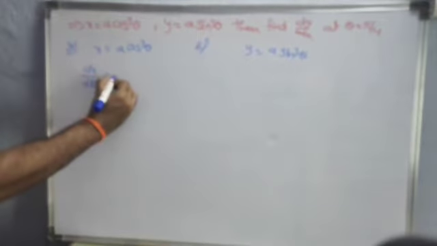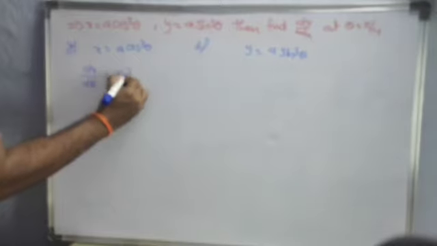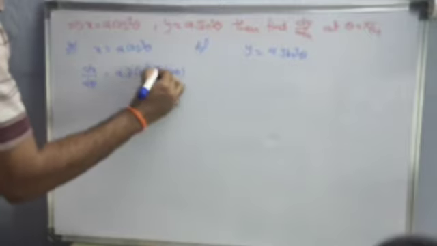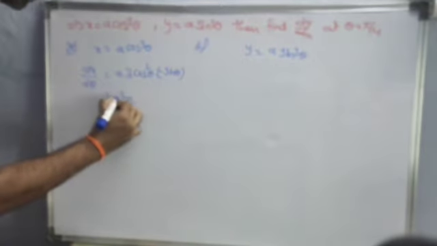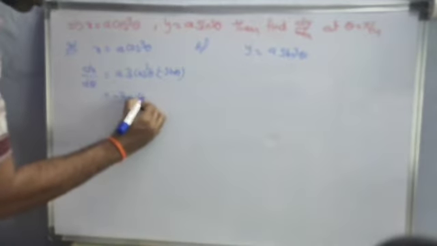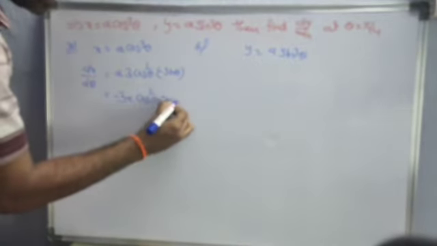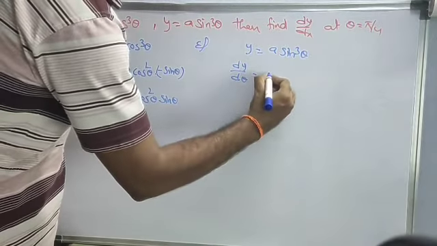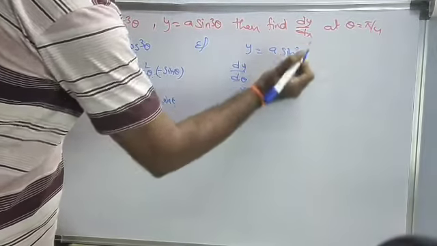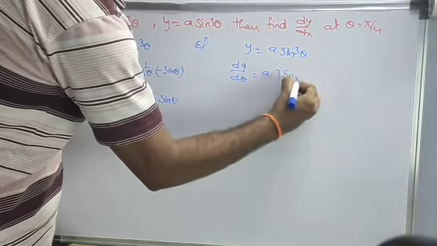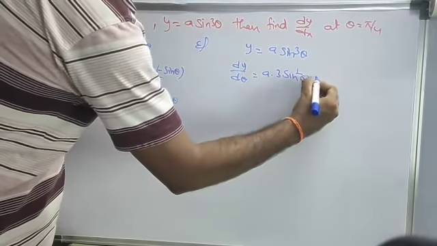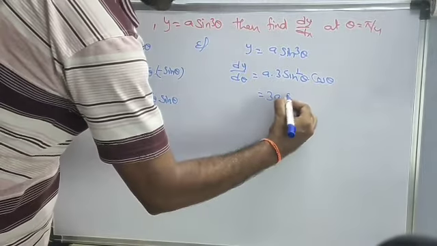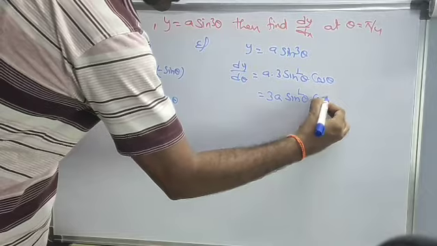So dx by d theta equals a is a constant, 3 cos square theta into the differentiation of cos theta, which is minus sin theta. So minus 3a cos square theta sin theta. This is the dx by d theta value. dy by d theta equals, here a is the constant, 3 sin square theta into the differentiation of sin theta, which is cos theta. So our dy by d theta value is 3a sin square theta cos theta.